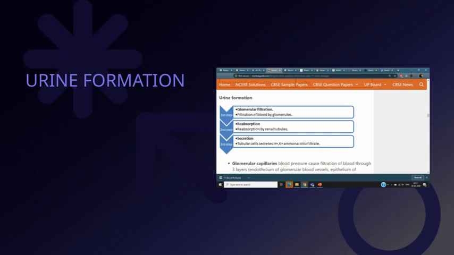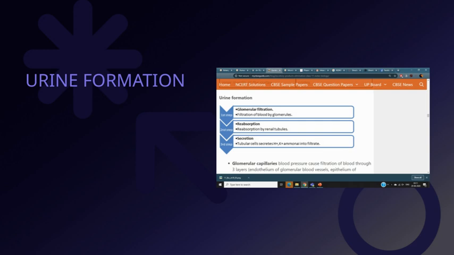Let's take a closer look at urine formation. This process is fundamental to how our bodies maintain balance and remove waste. It all begins with the kidneys, which filter the blood to create urine. The kidneys perform this complex task through several stages, starting with filtration in the glomeruli. Here, blood pressure pushes water and small molecules out of the blood and into the renal tubules, forming what's called filtrate.